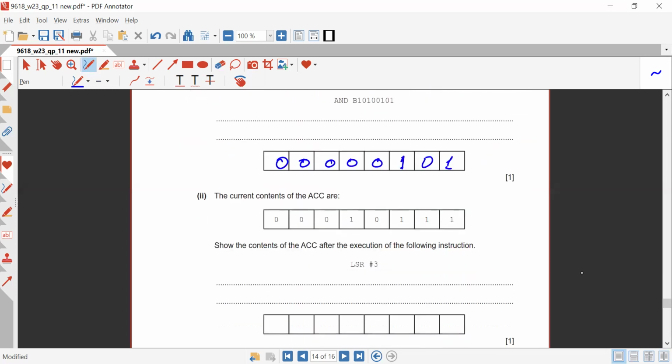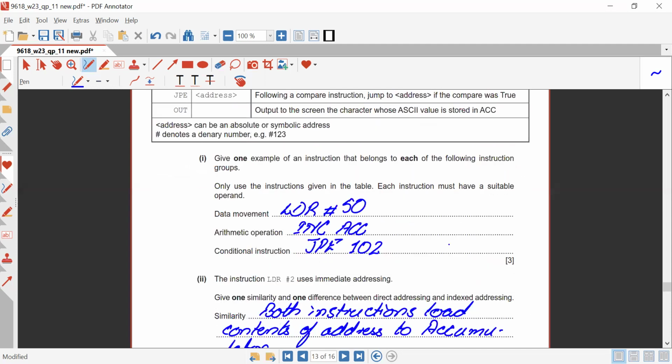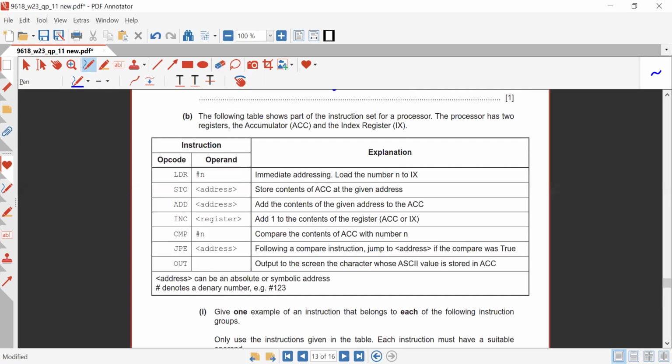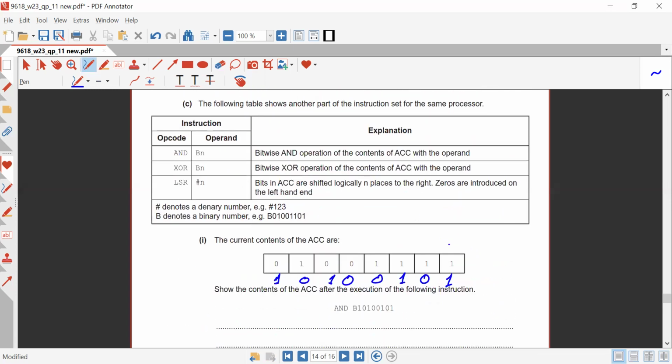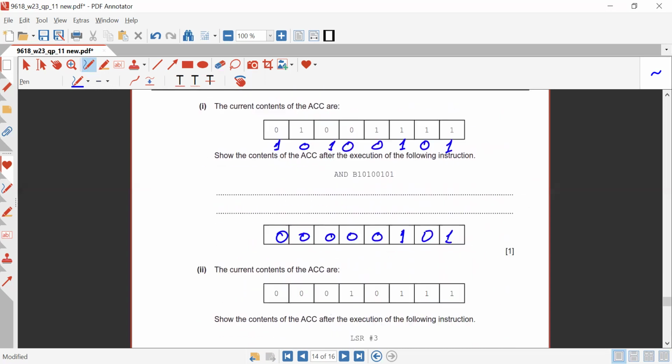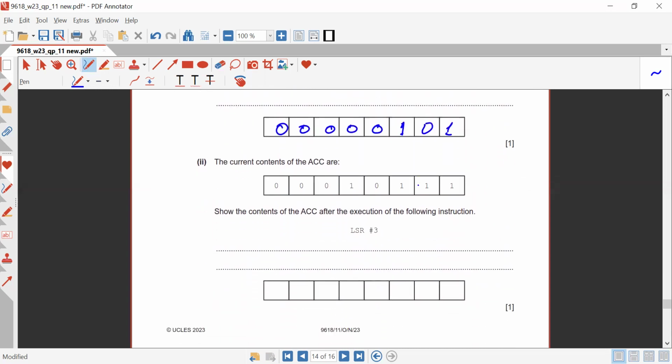Okay. Now they are saying the current contents of the accumulator are given. Show the content of the accumulator after the execution of the following instruction LSR hashtag 3. So LSR, what does the LSR says? LSR over here. Bits in the accumulator are shifted logically n places to the right. Zeros are introduced on the left hand end. So LSR3 means that you need to shift these instructions 3 places to the right. Right means at this place.